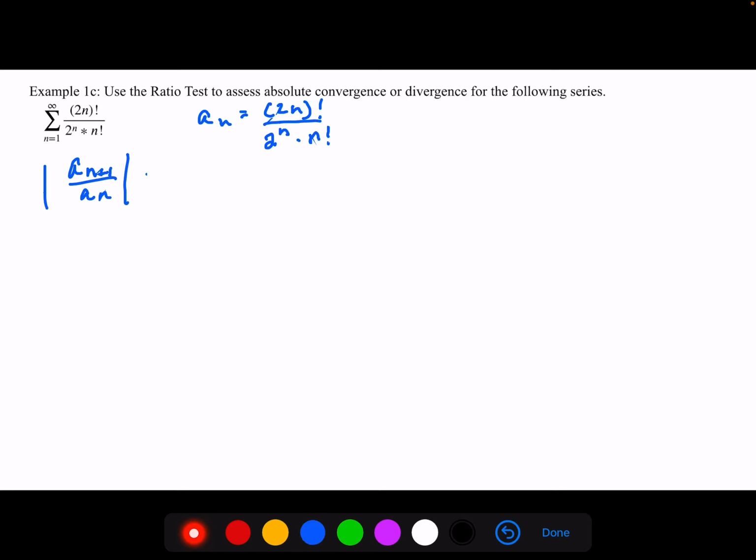And we have that this equals the absolute value of (2(n+1))! divided by 2^(n+1) times (n+1)!, times the reciprocal of a_n, which is 2^n times n! over (2n)!.